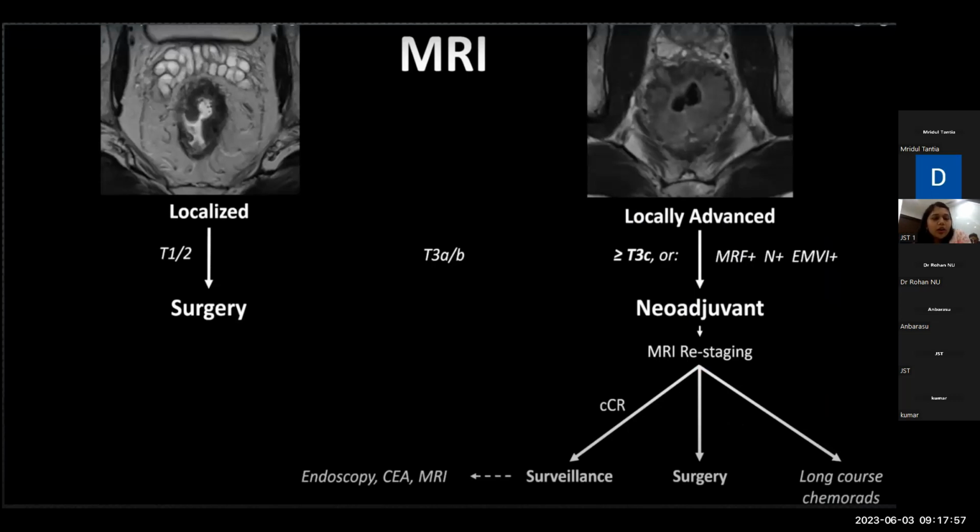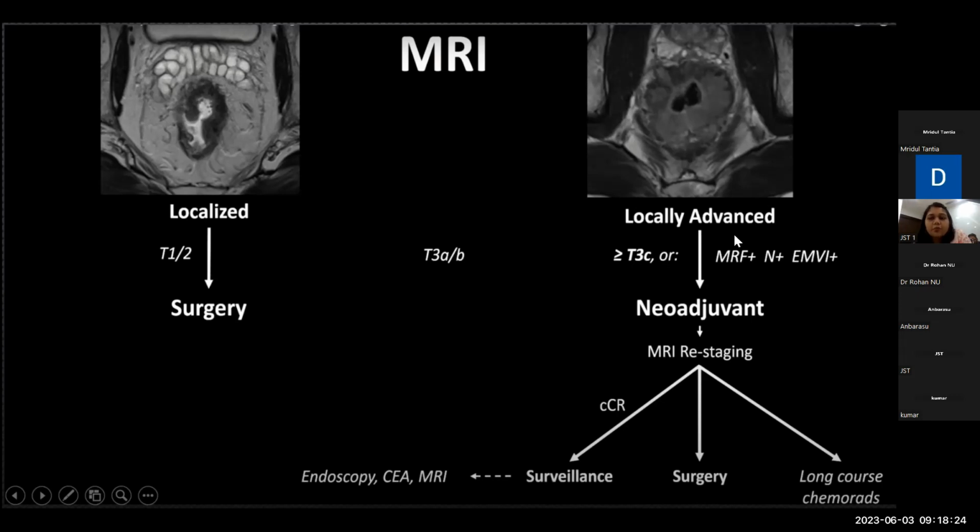So MRI is very helpful for localization. T1 or T2 staging can be differentiated more on endorectal ultrasound, but for upstaging to T3, we definitely need an MRI. Locally advanced, as we call it, means T3 greater than T3C, MRF positive, nodes positive, and EMVI. EMVI stands for extramural venous invasion.